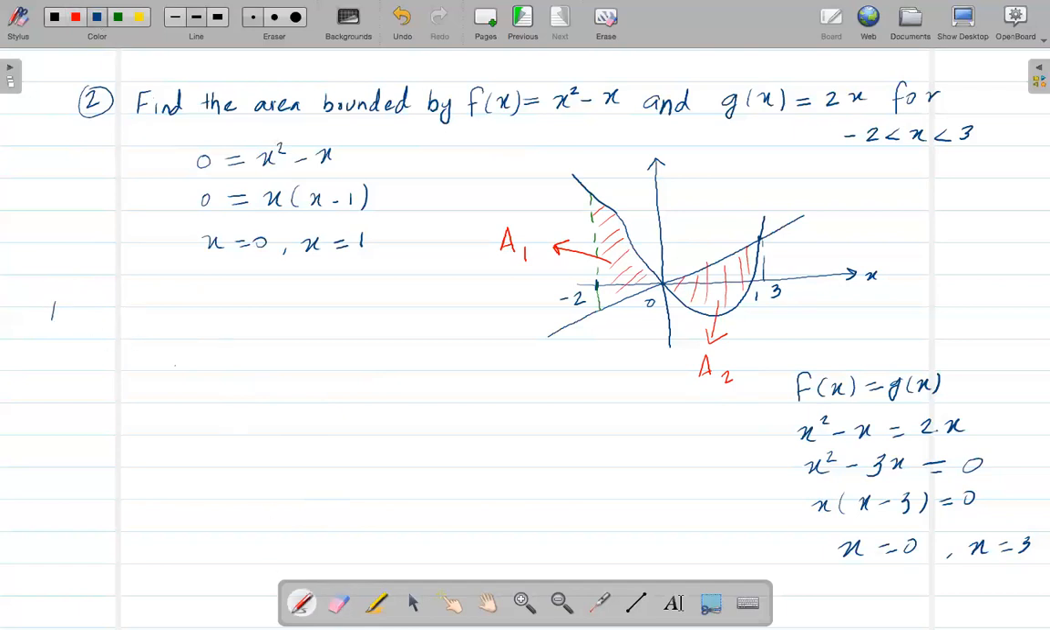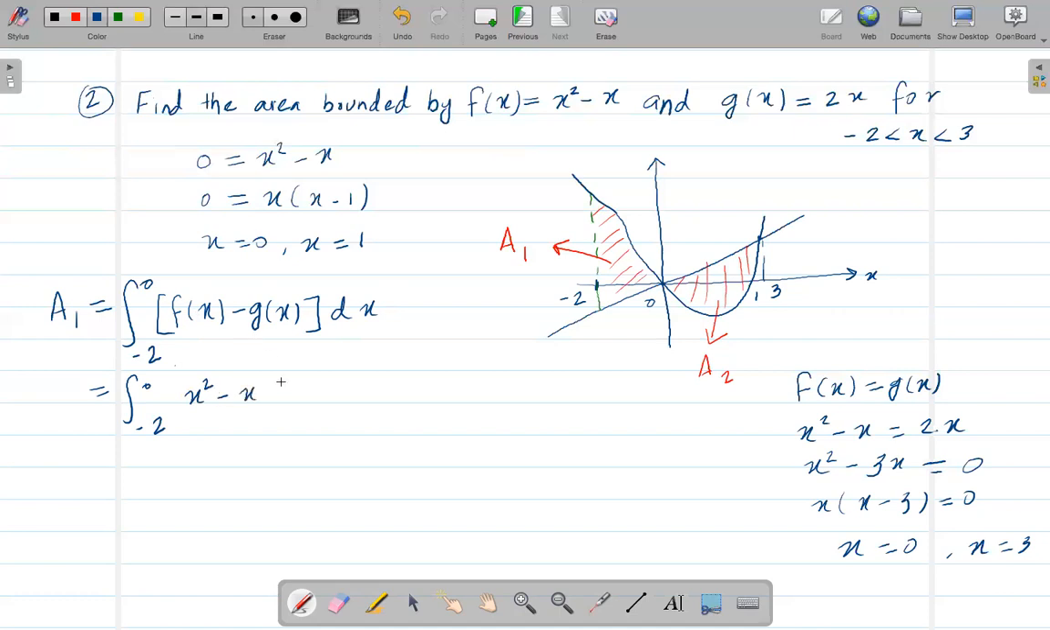Okay, so for A1, the interval is from -2 to 0. On the top we have f of x, right? f of x minus g of x dx, and obviously this is from -2 to 0. So f of x on the top is x squared minus x, minus g of x, which is 2x.